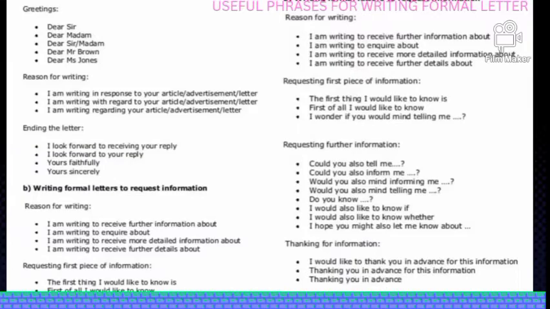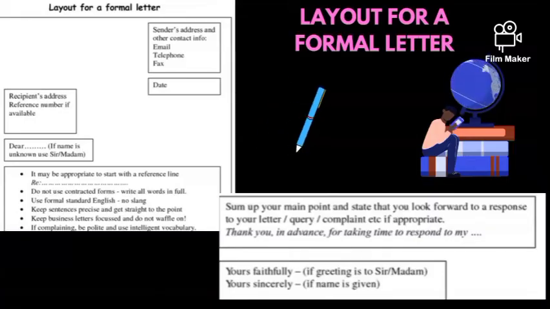So that brings us to the layout for a formal letter. The formal letter carries two addresses. That means the sender's address at the top right corner and the recipient's address at the left corner. Following the date, then you write the name of the person. If the name is unknown, you use Dear Sir or Dear Madam.